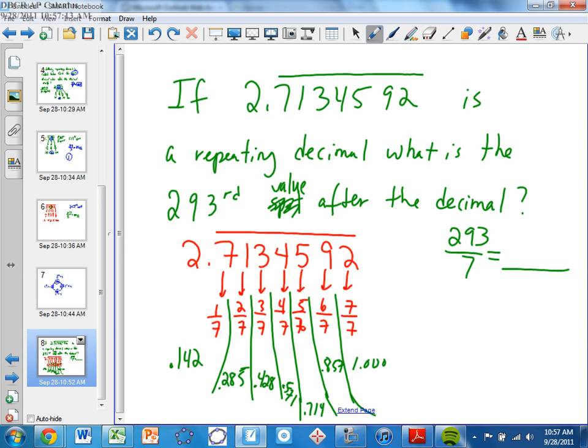Now we've got all our decimals listed here. Let's take our actual number and divide it. What is it? What's 293 over 7? 293 divided by 7 is yep, 41.857. Okay, where's 857 located, people? Here's 857 right here. So the answer to this problem is 9. You get it?